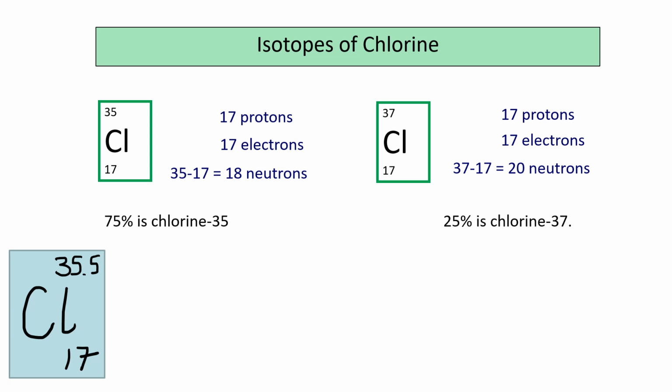And mathematically, if we were to take an average of these numbers, we do not fall bang in the middle at 36. Because chlorine-35 is more abundant, or more common, the average leans towards the number 35, and we can show this mathematically.